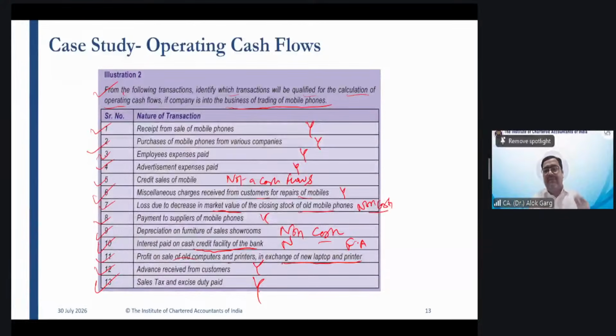So we will cover the investing items and financing items also. Then I will show you the specimen cash flow statement. Okay. Then we will take it forward.